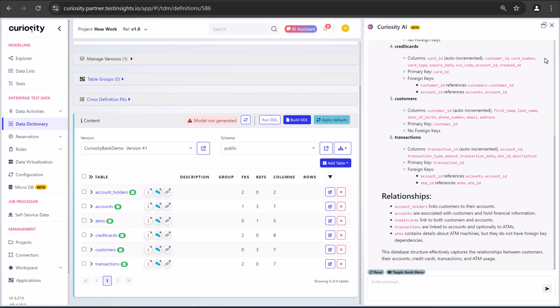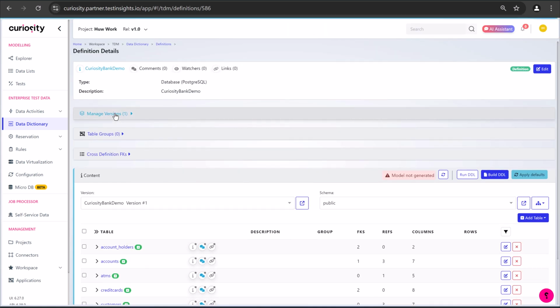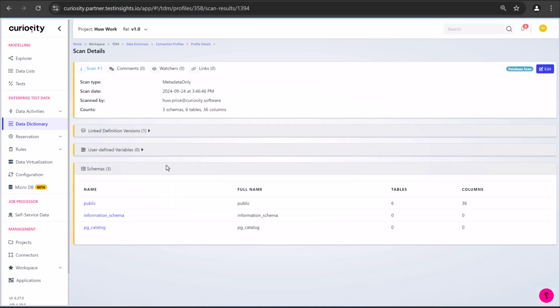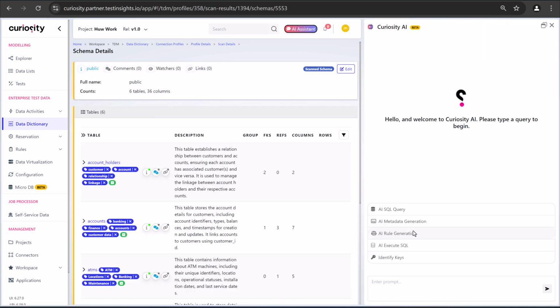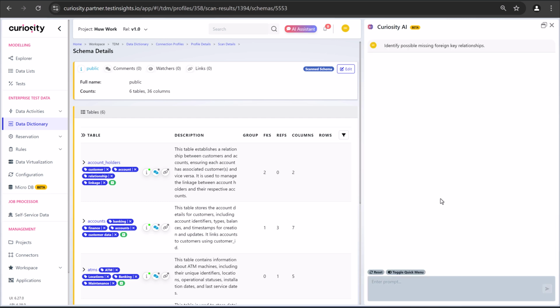How can our AI help? Well, we're going to go and have a look at our version of this particular scan, and we are going to go and ask our assistant. Firstly, I want it to come and identify some keys. So what I want to identify is, although we've got some foreign keys, do we have the data relationships mapped out? And do we have some missing foreign keys in this particular database?